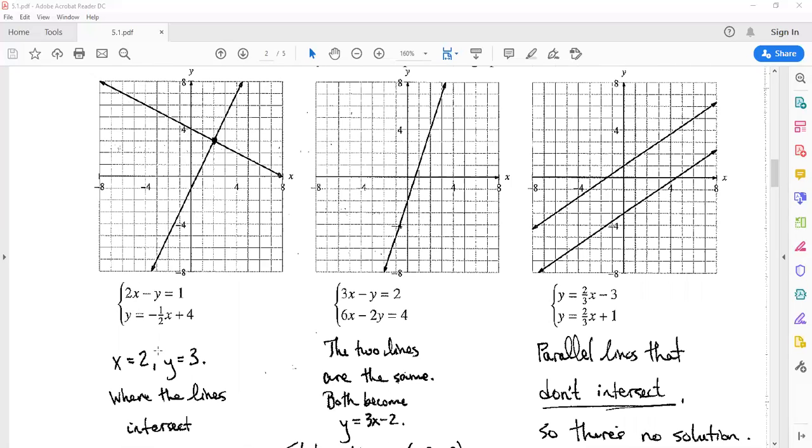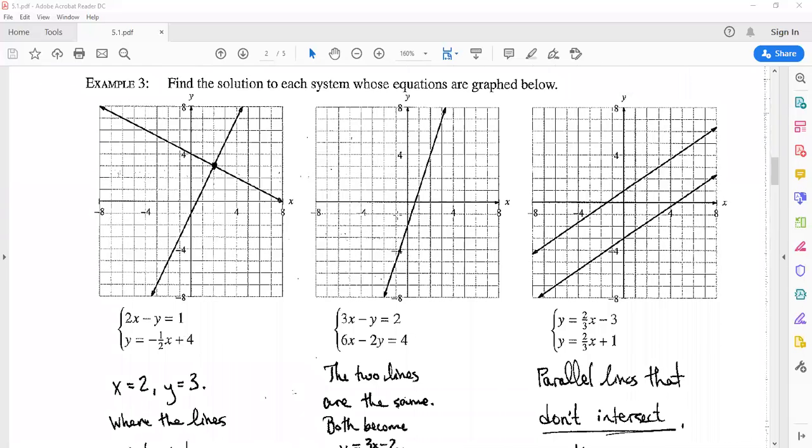And so if you plug in 2 and 3 to these two equations, x is 2 and y is 3, you'll get what? 2 times 2 minus 3, which is 1. And 3 equals -1/2 times 2 plus 4. Good.